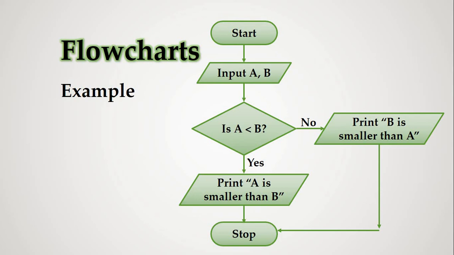If A is lesser than B, it goes to print A is smaller than B and then goes to the stop box. If A is not lesser than B, if A is greater than B, it goes to print B is smaller than A and then goes to the stop box. This is an example of a flowchart.